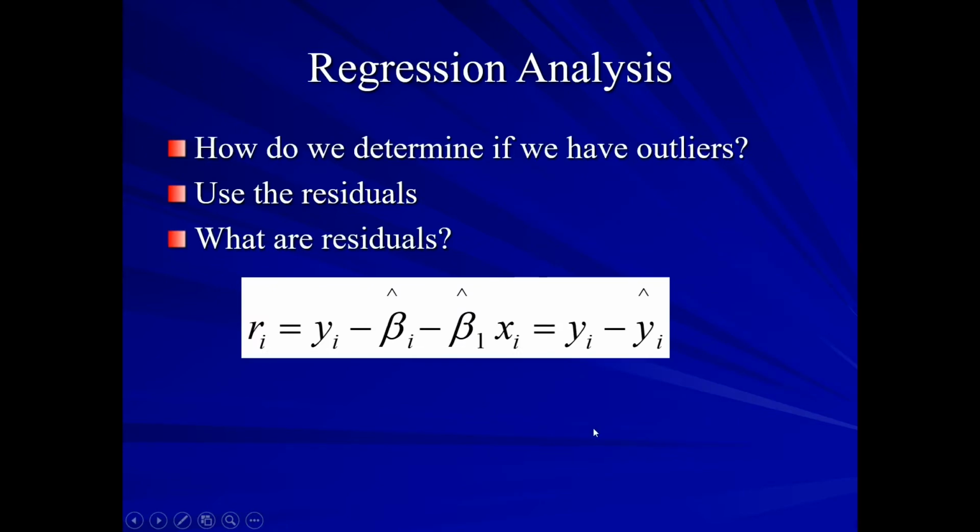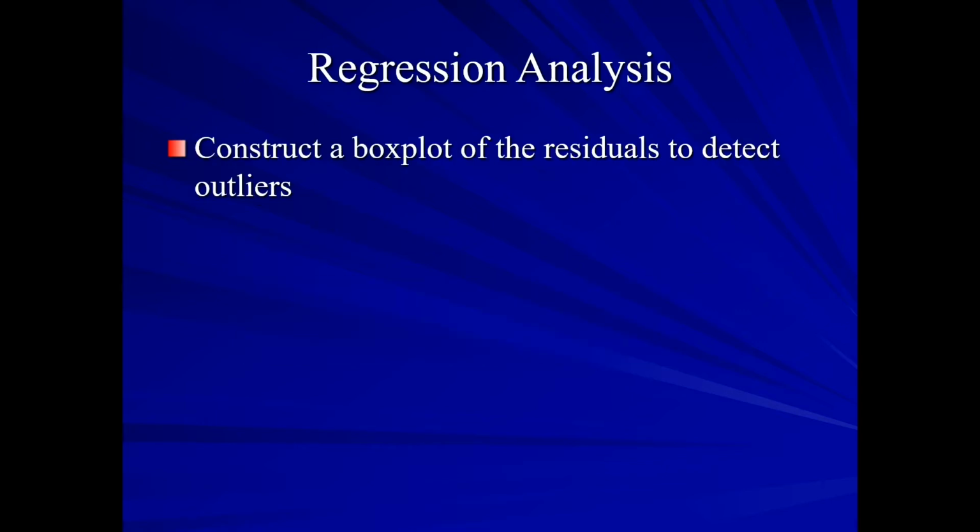So how do we determine if we do have outliers? Well, we want to use our residuals. So what are our residuals? Our residual is simply y_i minus y hat_i, where y hat_i is beta hat 0 plus beta hat 1 x_i. Now, one thing we can do to determine if we've got outliers is construct a box plot of the residuals to detect our outliers.